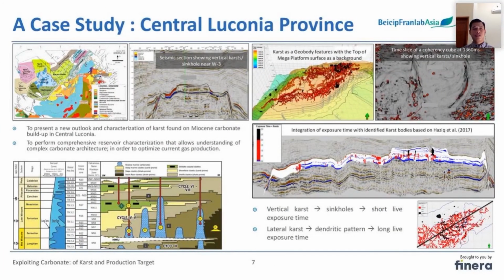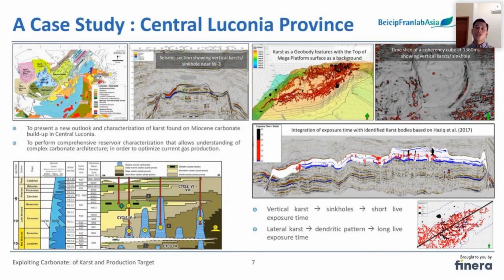Now we're going to revisit a field in Central Luconia where we're going to show a characterization of a karstified reservoir found in the Miocene carbonate. Really, the idea here is to perform a comprehensive reservoir characterization. For your information, this field is a typical Cycle 4, Cycle 5 carbonate build-up in Luconia, characterized by a steep flank and generally a flat top feature with a thickness of around 1.2 kilometers. The karstic feature here is very well observable in seismic and related to short-term and long-term exposure events during sea level fall.